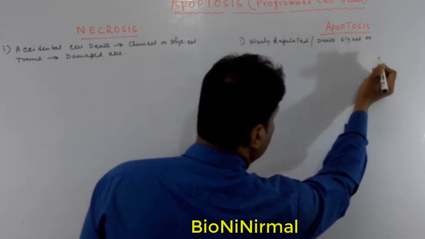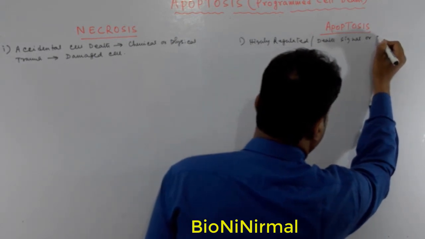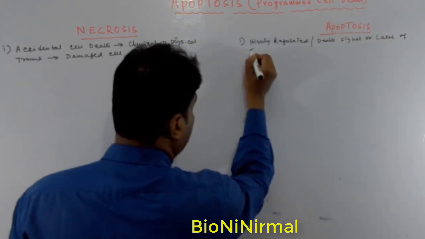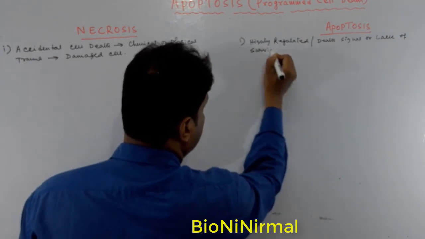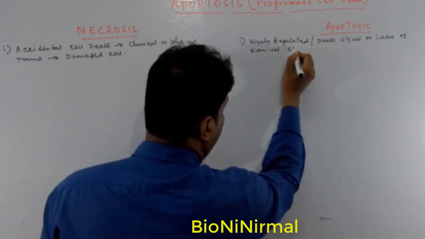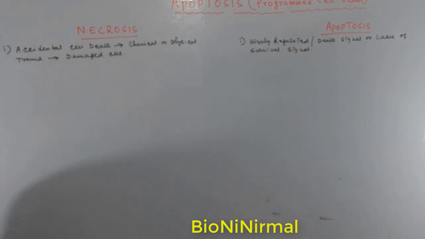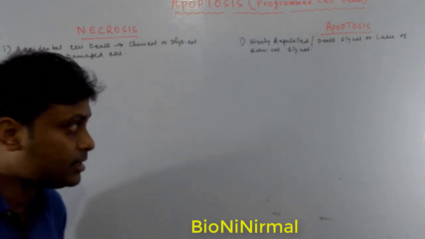Apoptosis usually occurs by a death signal or by lack of a survival signal. So this is the first difference between apoptosis and necrosis: apoptosis is the programmed cell death, but necrosis is the accidental cell death.